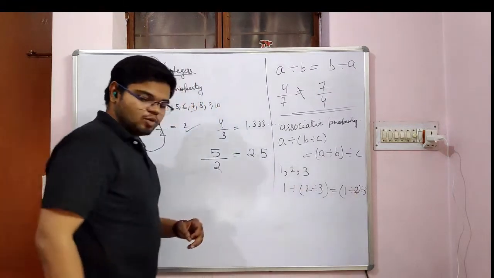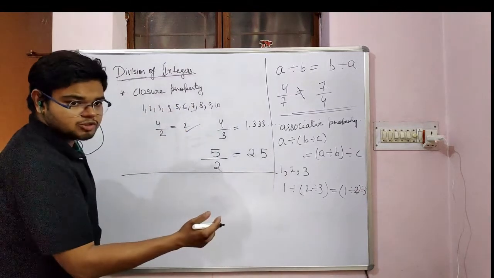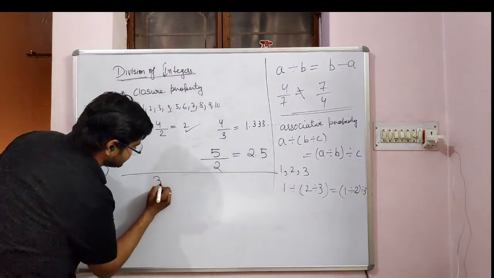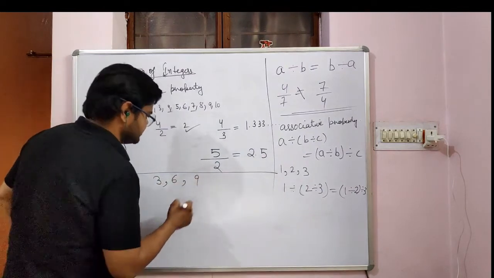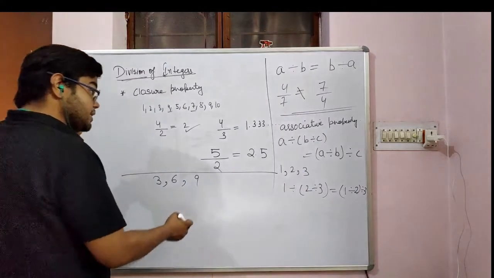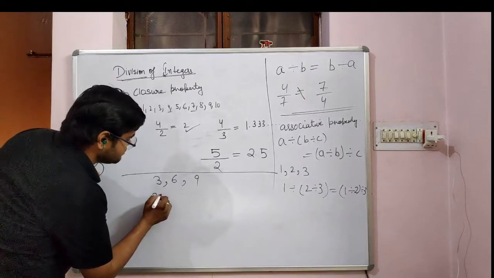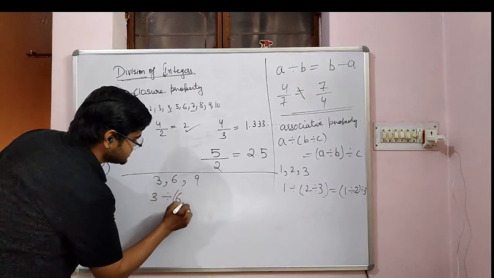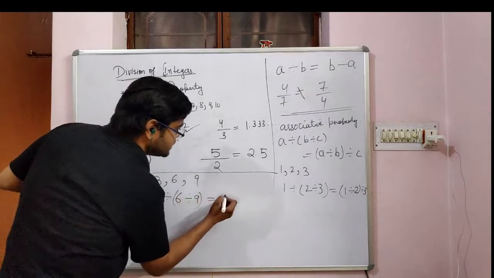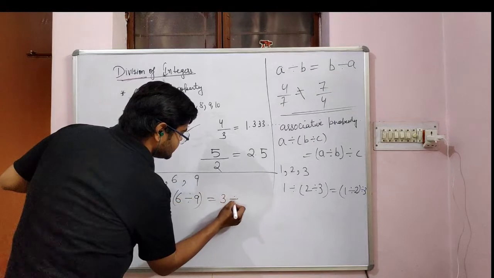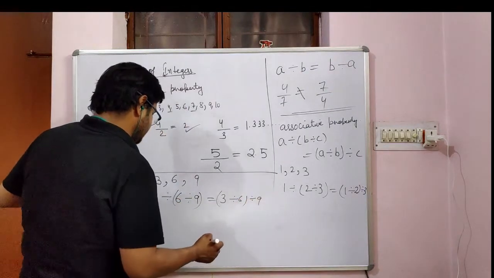Let us consider one more example for associative. Let us take odd numbers so it would be easier for us. 3, 6, 9. These are not odd numbers, they are the multiples of 3. So it will be easier for us to divide. So 3 divided by 6 divided by 9 compared with 3 divided by 6, divided by 9.